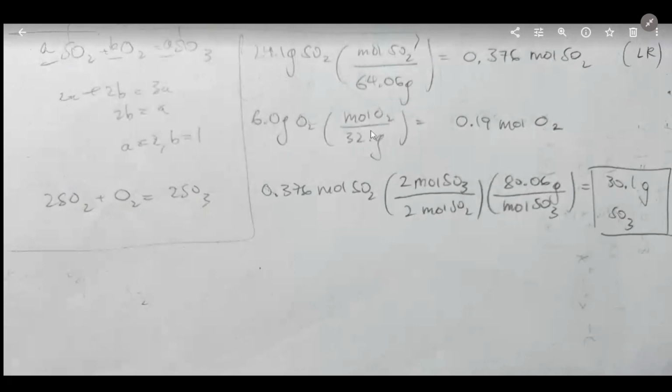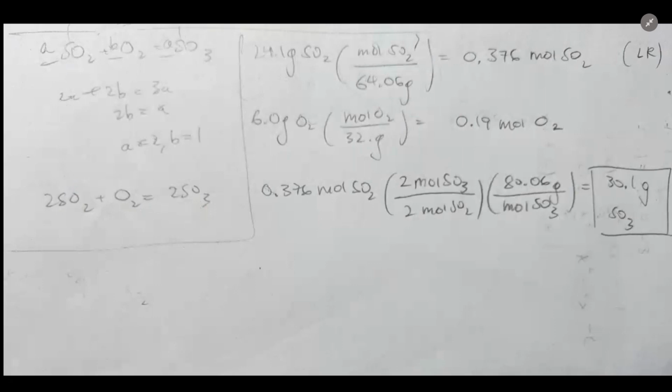The second step would be to find the limiting reagent. I assume you know what the concept of limiting reagent is. Basically, if you have a sandwich, a lot of bread, a lot of ham, a lot of cheese, you only have a limited amount of bread to make sandwiches with, even though you have unlimited amounts of ham and cheese. So bread's going to be your limiting reagent.